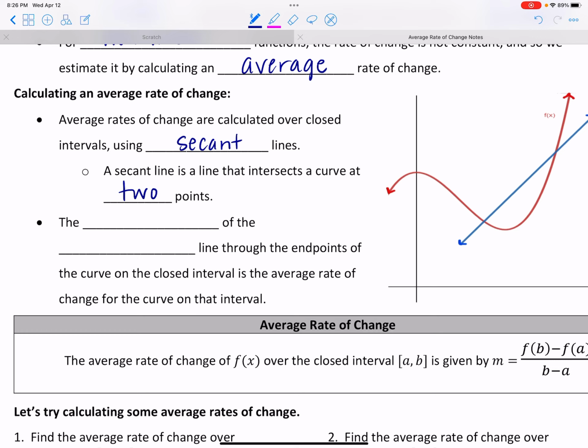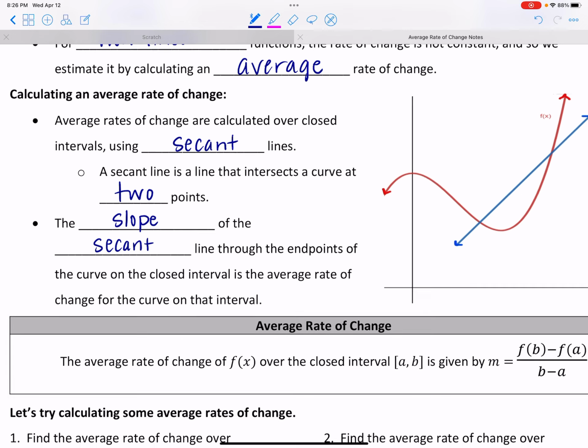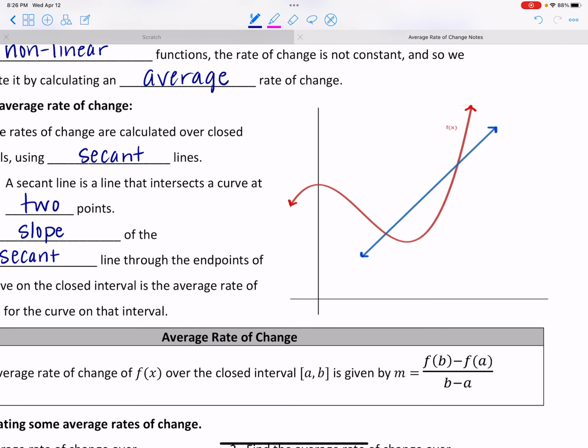I went back and forth on how to word this, but basically, the slope of the secant line through the endpoints of the curve on the closed interval we're looking at is the average rate of change for the curve on that interval. Okay, so let me go to the picture and try to unpack that statement.